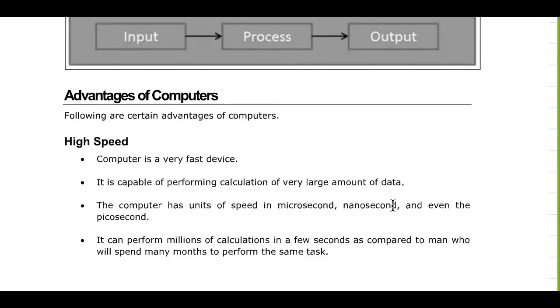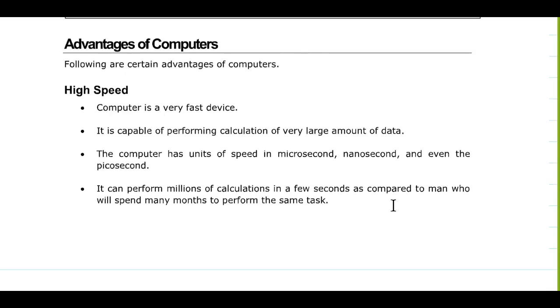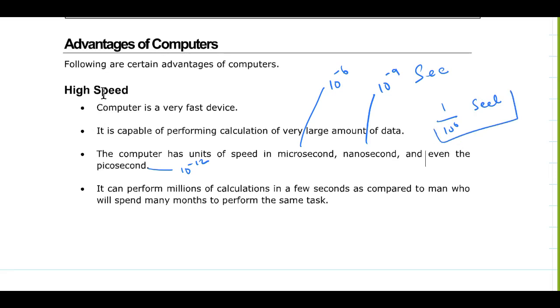There are some advantages of computers. First, in comparison to manual processing of information, computers are high speed, or very fast. Therefore, they are capable of performing calculations for a very large amount of data very fast. The units of speed are in microseconds or nanoseconds. For those who might not be conversant with these terms, micro is 10 to the power minus 6, nano is 10 to the power minus 9, and pico is 10 to the power minus 12. So we are talking about 1 over 10 to the power 6 of a second. That is very, very small. The main advantage of computers is that they provide very high speed.